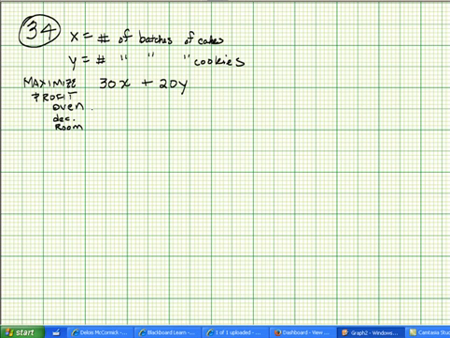Okay, for the oven, it takes 2 hours for a cake, 2x, and 1.5 hours for a cookie. That seems like an awfully long time. And it's got to be less than or equal to 15 hours a day. And for the decorating room, it takes 3 hours for the cake, plus 2/3 of an hour for each batch of cookies, and that we want less than or equal to 13.